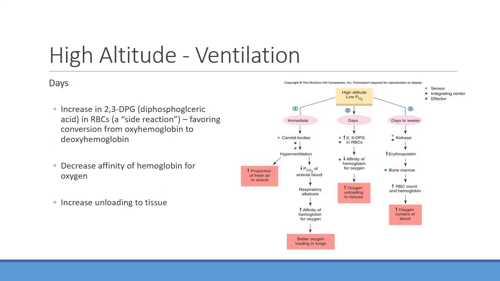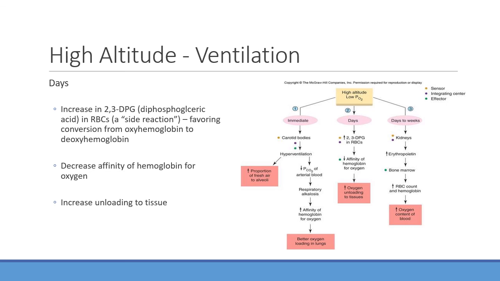Over the next couple of days, there are going to be some other changes that occur here, because things like erythropoietin can be stimulated early on, but it's going to take time, right? Just like hormones, they usually are pretty slow to work in comparison to some other things like neurotransmitters. So over the days after that change in elevation, you're going to find you have this 2,3-DPG. This is basically a reaction that occurs in the red blood cells that favors that conversion from oxyhemoglobin to deoxyhemoglobin, right? So that's the unloading process that occurs here.